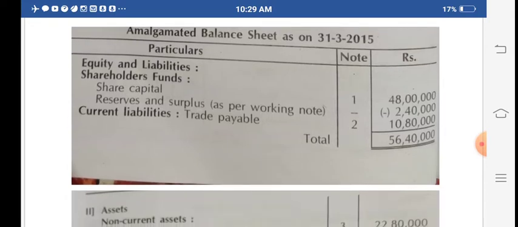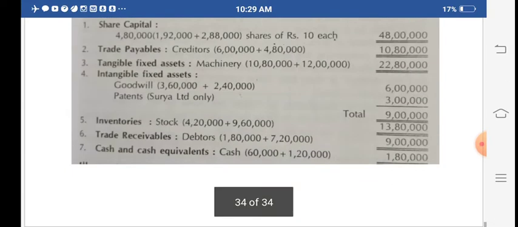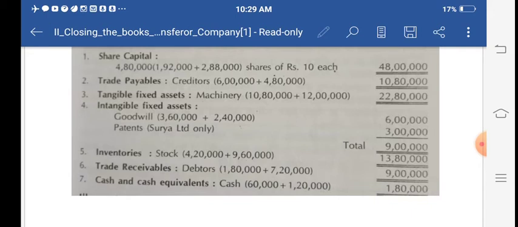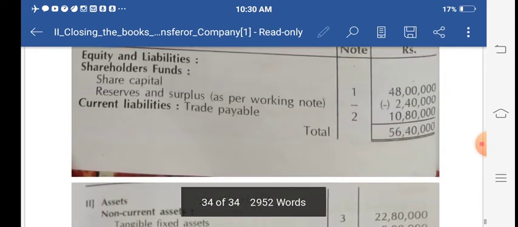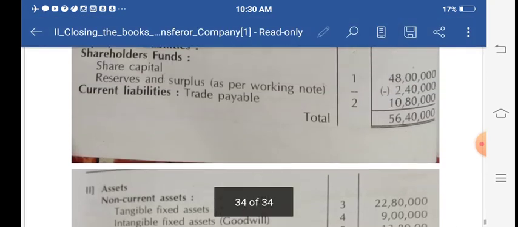Now see the current liabilities, trade payable, working note number 2, it's 10,80,000. How is it trade payable? Above, in the note number 2, trade payable creditors is 6 lakh plus 4,80,000, the total is 10,80,000. It means 6 lakh is for Surya and 4,80,000 is Udaya. Totally it will be 10,80,000 for Suryodaya company. Now we have to merge all the balance sheets for the preparation of the new balance sheet. The total of the liability side is 56 lakh 40,000.